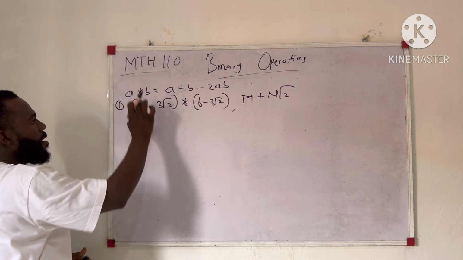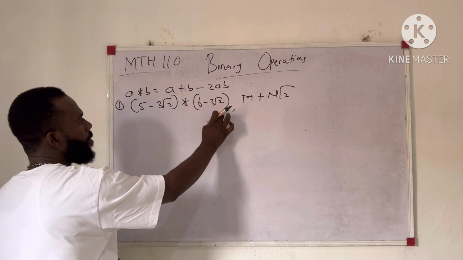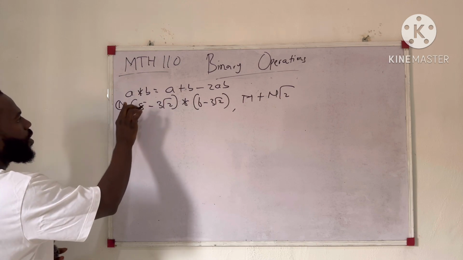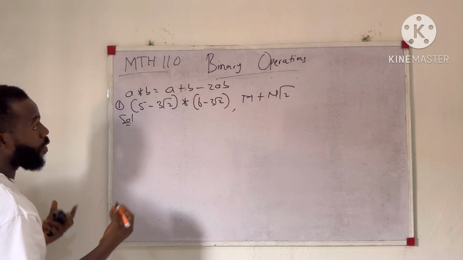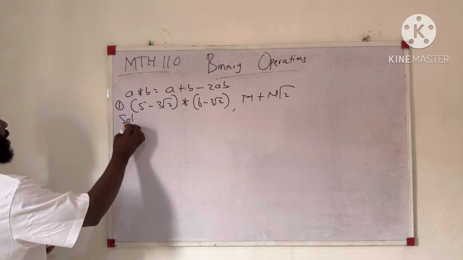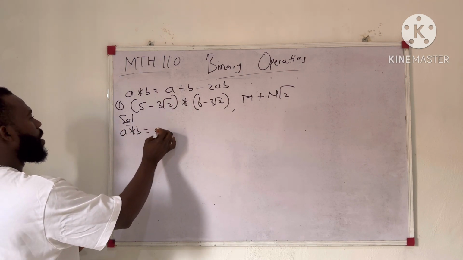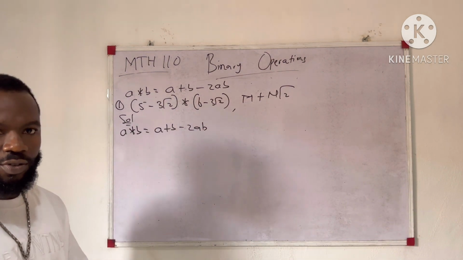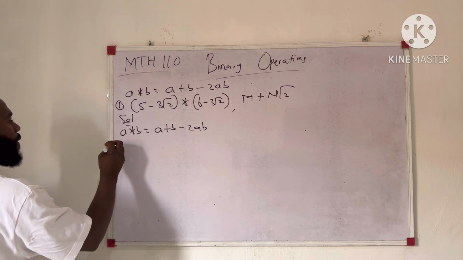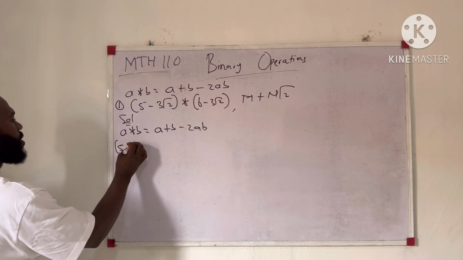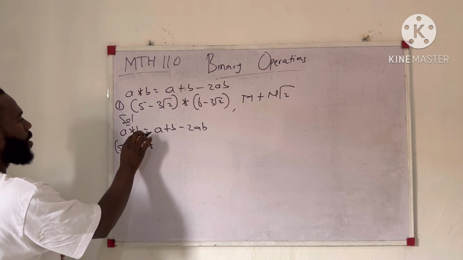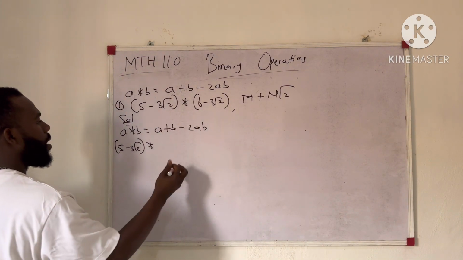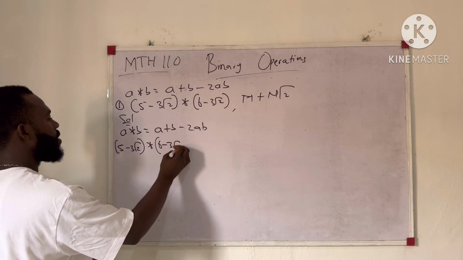Again, my A here represents 5 minus 3 root 2, and my B here represents 6 minus 3 root 2. So let us begin. Bringing the formula again to make it clearer, we have A operation B is equal to A plus B minus 2AB. So now let us substitute. A now is 5 minus 3 root 2 operation B, and our B now is 6 minus 3 root 2.